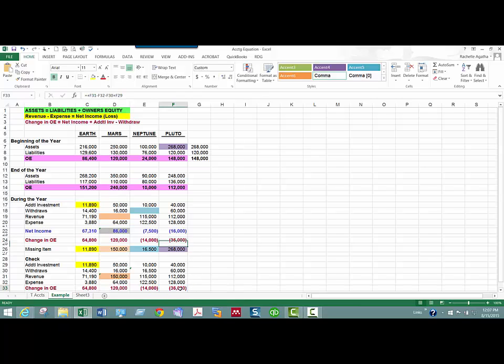And the check at the bottom shows me that I have to take my revenue plus my additional investment, notice the F29, minus the withdrawals minus the expenses. And that gives me my 36,000 negative change in equity. And that right there is, let's do the difference. If I do my change in equity, it's 36,000 minus.